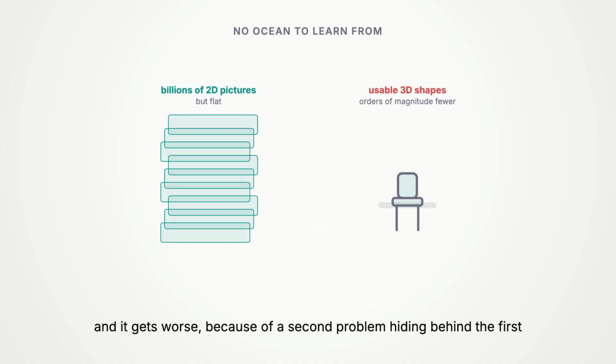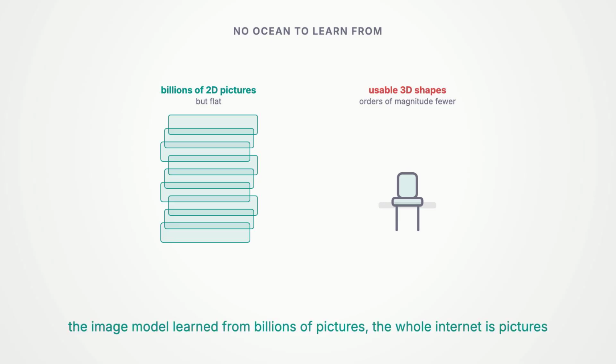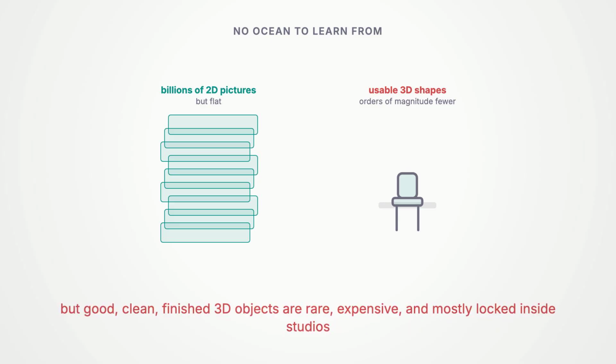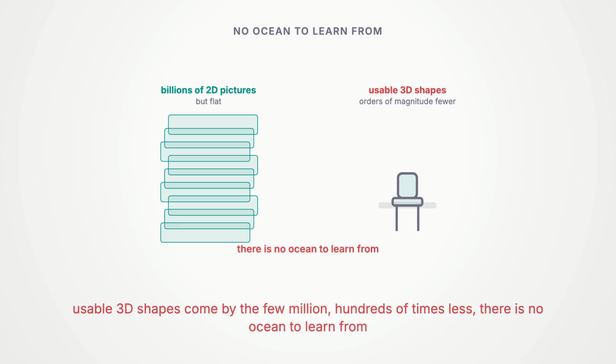And it gets worse because of a second problem hiding behind the first. The image model learned from billions of pictures. The whole internet is pictures, but the internet is not full of 3D models. Good, clean, finished 3D objects are rare, expensive, and mostly locked inside studios. Where images come by the billion, usable 3D shapes come by the few million at best, which sounds like a lot until you remember it is hundreds of times less. There is no ocean to learn from.